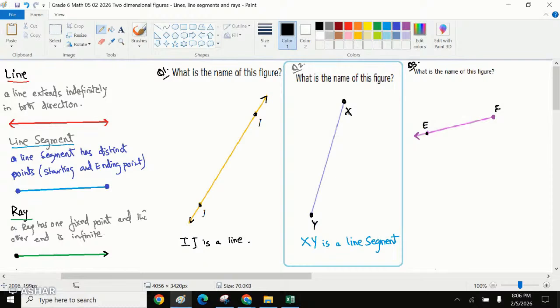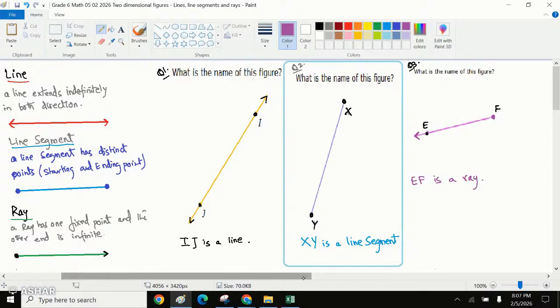Thank you, Ashik. Let's focus on question number 3. In question number 3, we have one dot. Yes, thank you, Brighty. So we can say EF is a ray because it has a starting point. On the other side, it has an arrow. That means it can continue for as long as it's needed, but with a starting point.